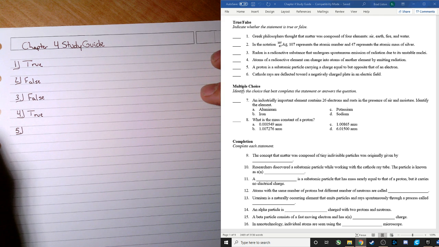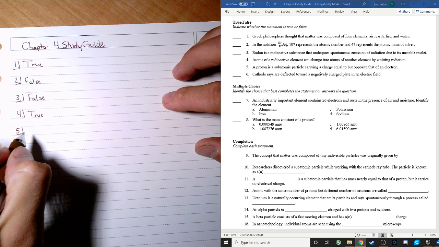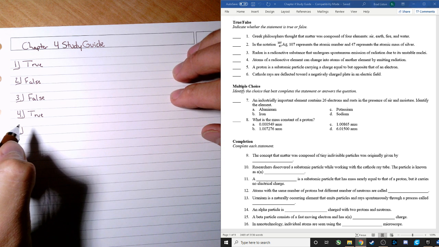All right, next one. Proton is a subatomic particle carrying the equal to but opposite charge of an electron. That is true. Proton has a charge of 1 plus. Electrons have a charge of 1 negative.